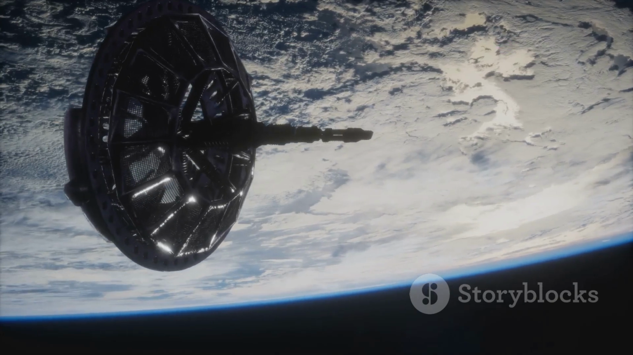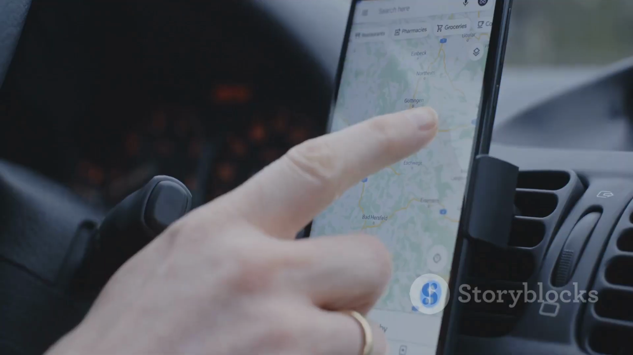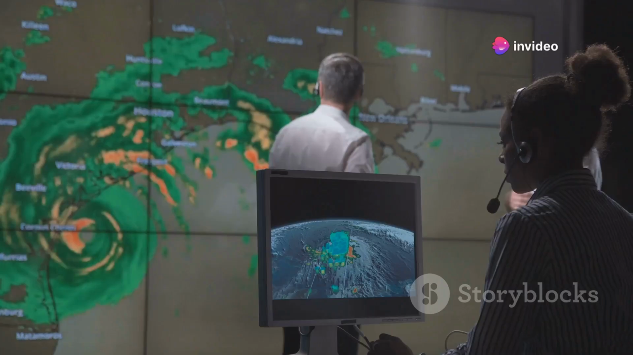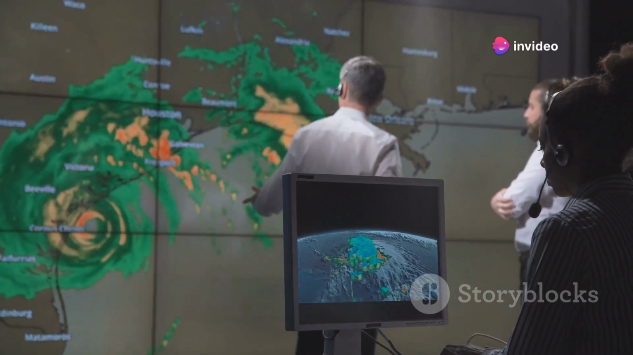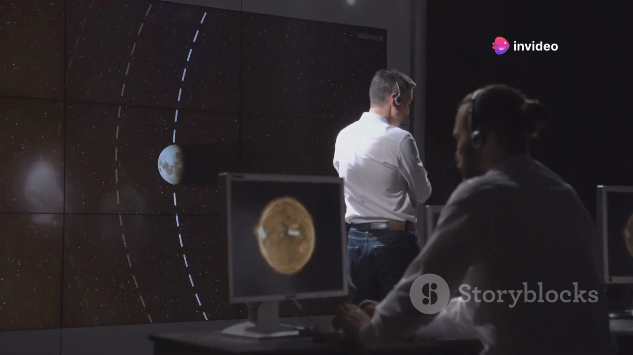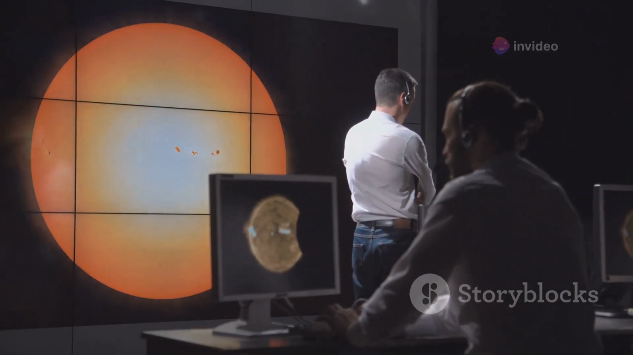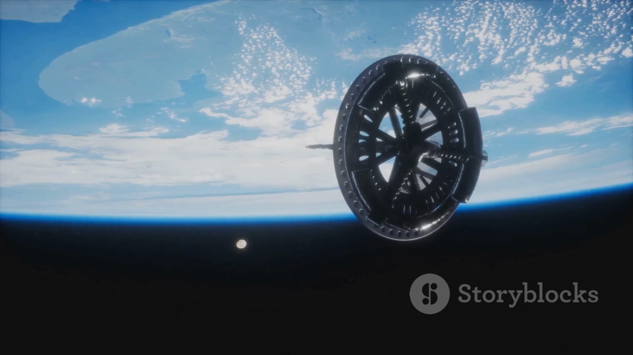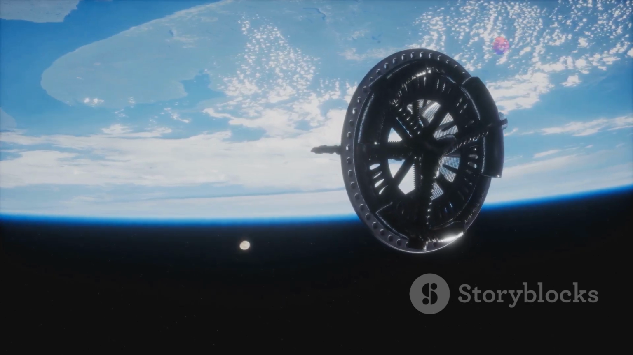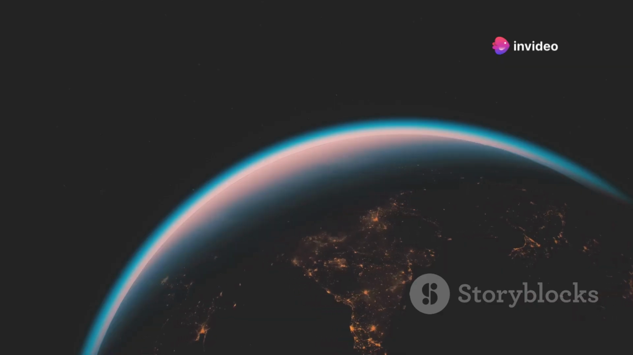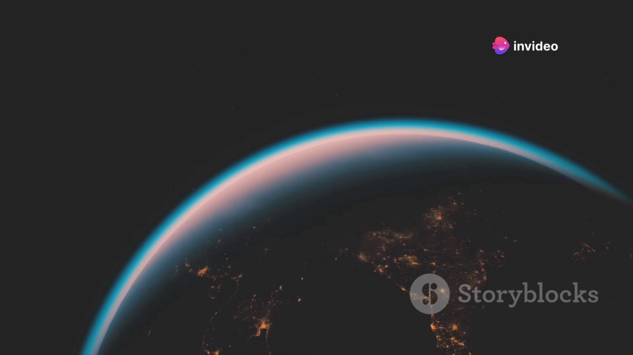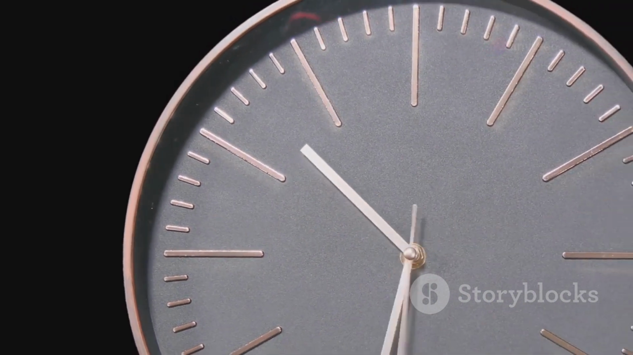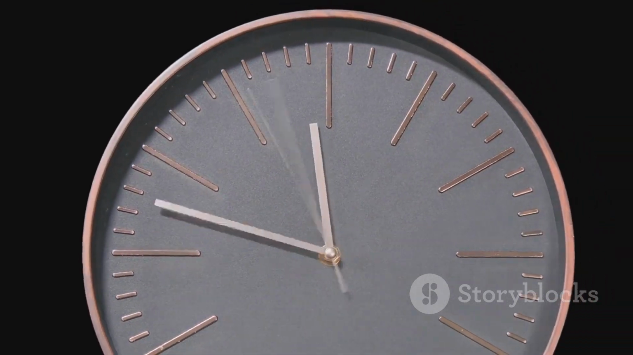Section 5. The role of gravity in GPS systems. The Global Positioning System, or GPS, is a marvel of modern technology. It helps us navigate, find locations, and even track weather patterns. But did you know that GPS relies on an understanding of gravity and time? GPS satellites orbit the Earth at about 20,000 kilometers above the surface. At this altitude, the gravitational pull is weaker than on the ground. This means the clocks on these satellites run slightly faster due to gravitational time dilation.